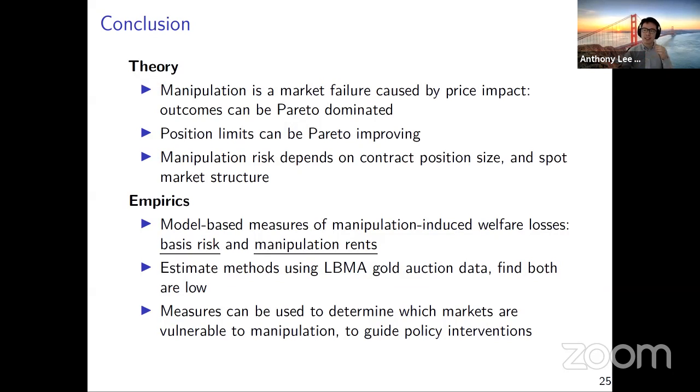If a regulator sees these are bad, they can go in, tighten position limits, try and redesign the benchmark, help the market. If it's good, the regulators can basically take a more hands-off approach, as manipulation isn't likely to be that bad. So the hope is that these kinds of tools can help regulators take a more structural and more systematic approach to regulating this classic problem of manipulation in derivative markets.